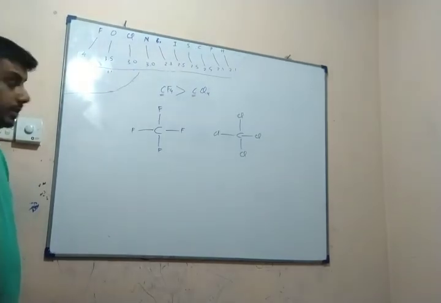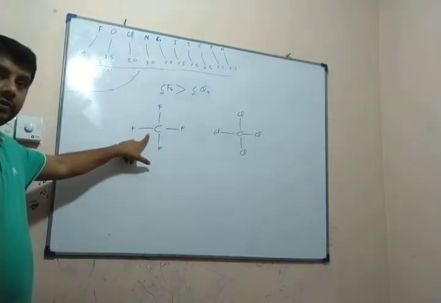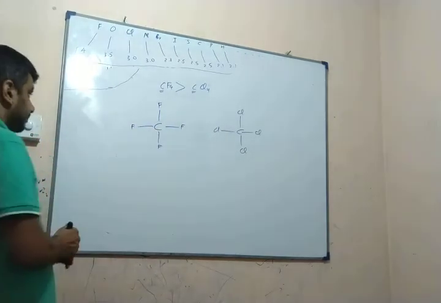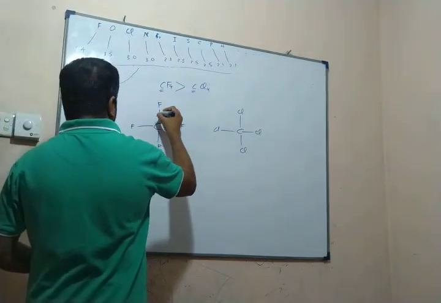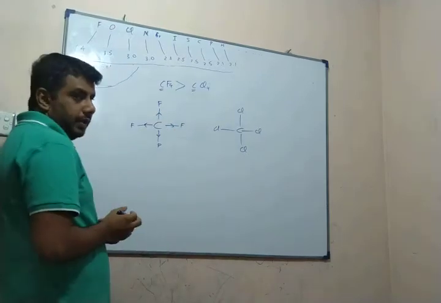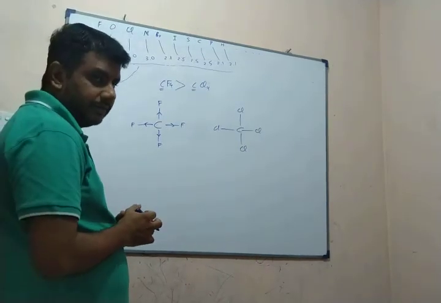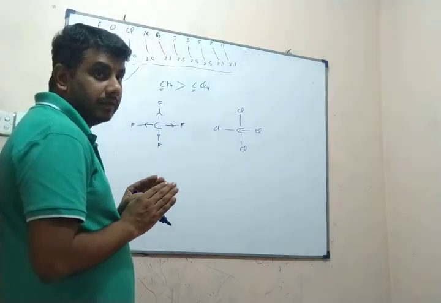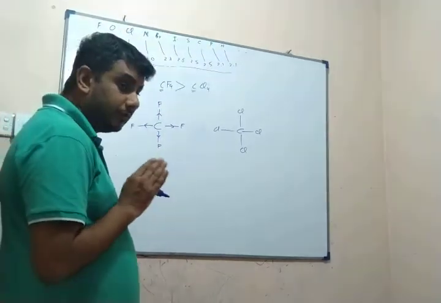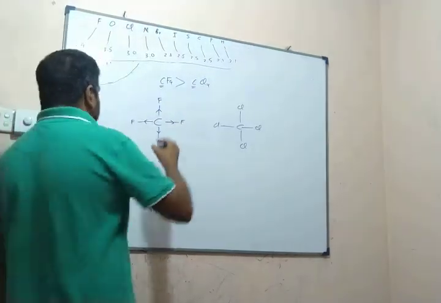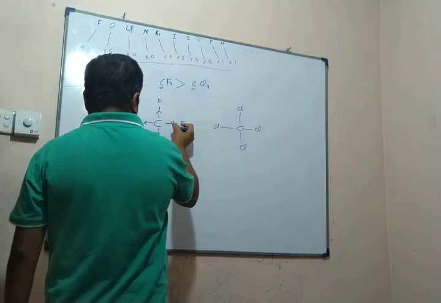So, nature of other atoms. Here carbon is attached to fluorine. You know, fluorine is electronegative. Chlorine is also electronegative compared to carbon. Compared to carbon, both are electronegative. But which one is most electronegative? Fluorine is most electronegative.